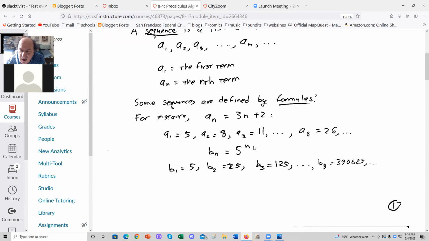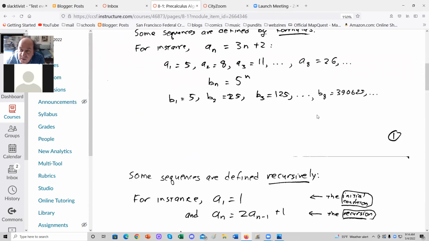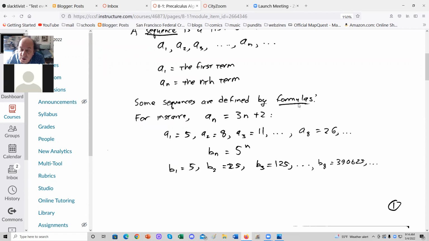Here's a sequence, 5 to the n. So B1 is 5 to the first, or 5. B2 is 5 to the second, or 25. B3 is 5 to the third, or 125. And so on. B8 is, let's see, 390,625, and so on endlessly. Okay. Now those are sequences defined by what are called closed formulas. Here it is, all of it before you.